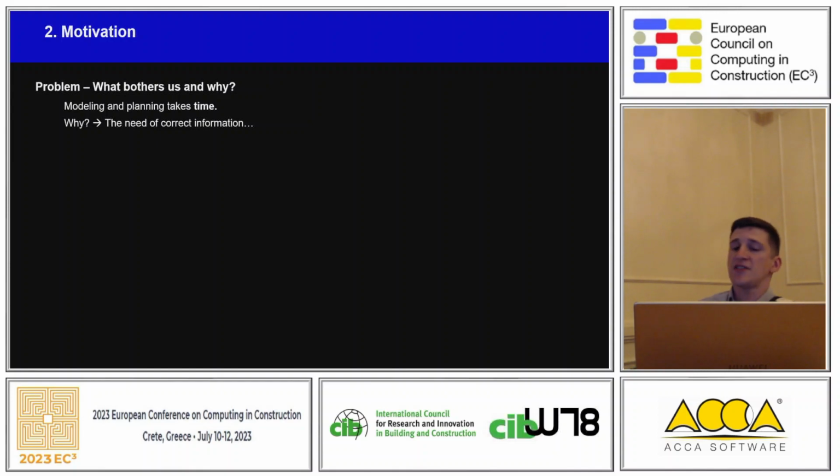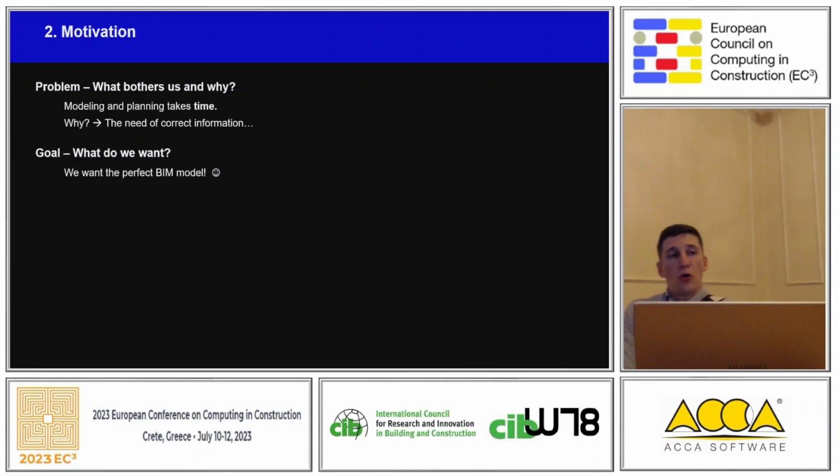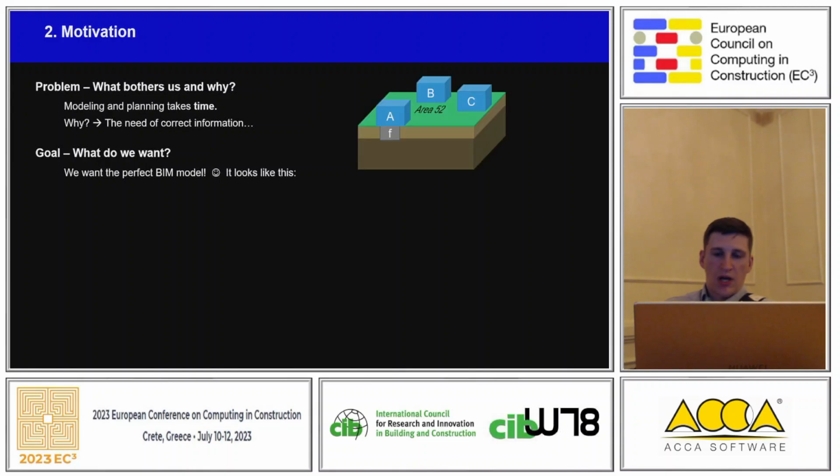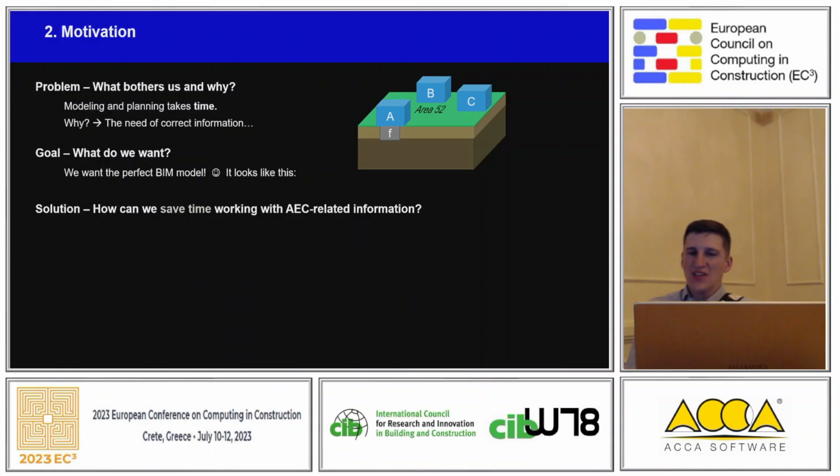The problem we face is that modeling and planning is very time-consuming, because the amount of information needed is so enormous, and so is the effort to collect this information. What is our goal? We want the perfect BIM model, nothing less. And by the way, it may look something like this. You will see what I mean at the end of my presentation. So what are possible solutions to get there?